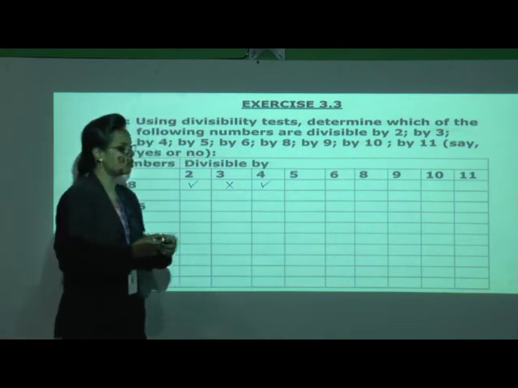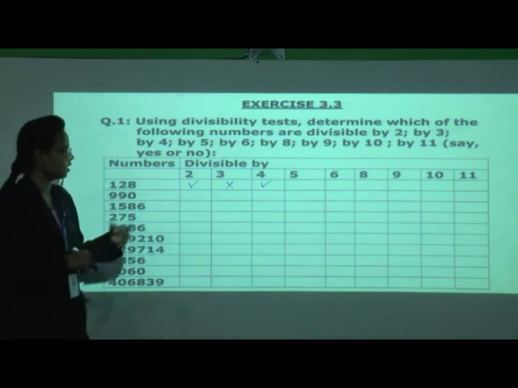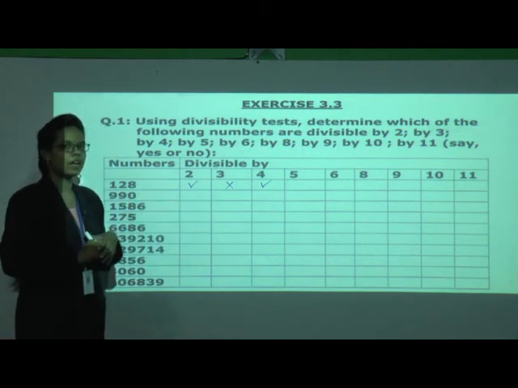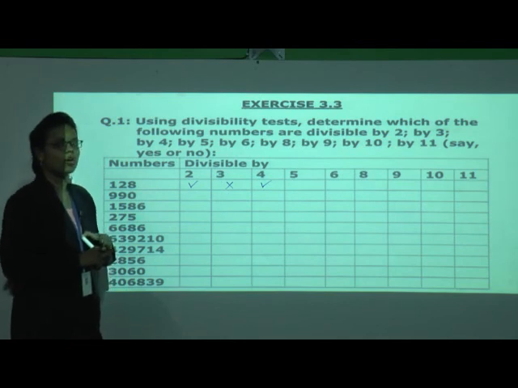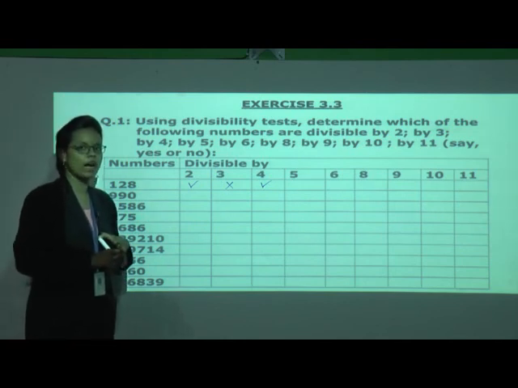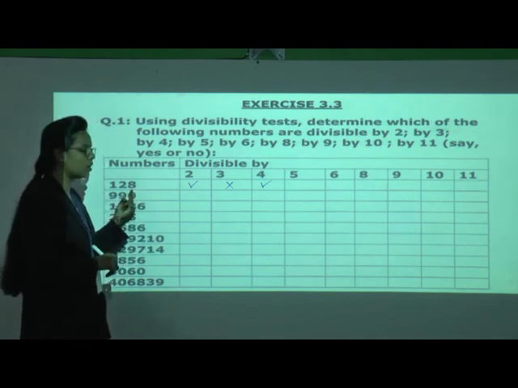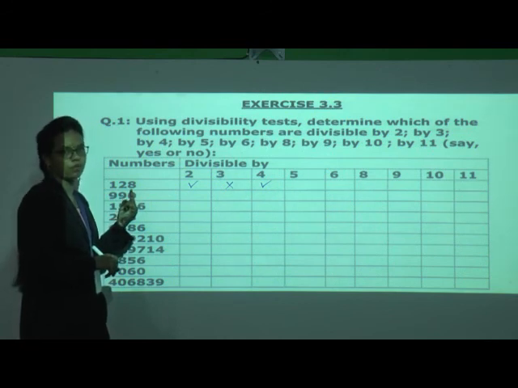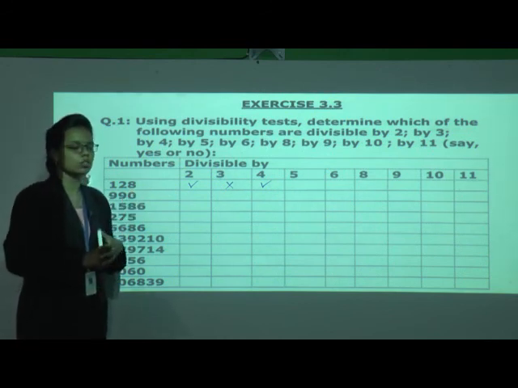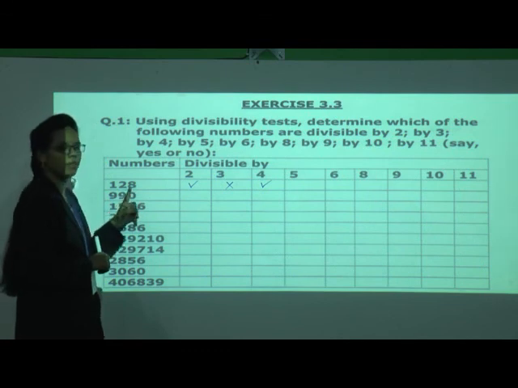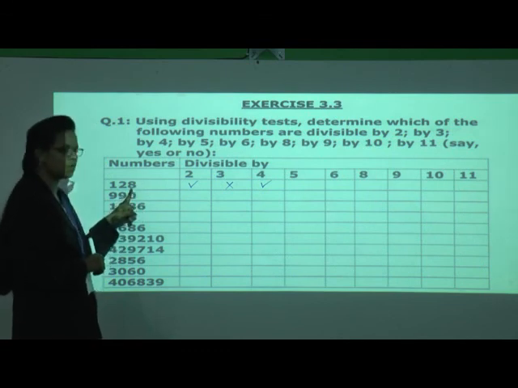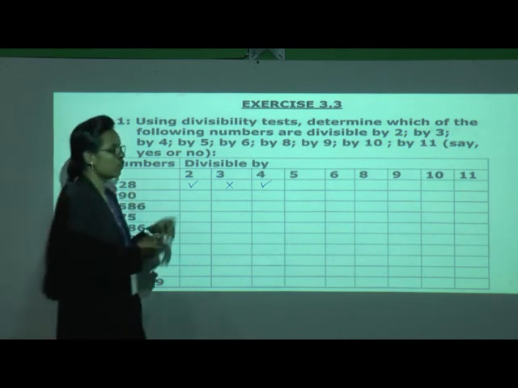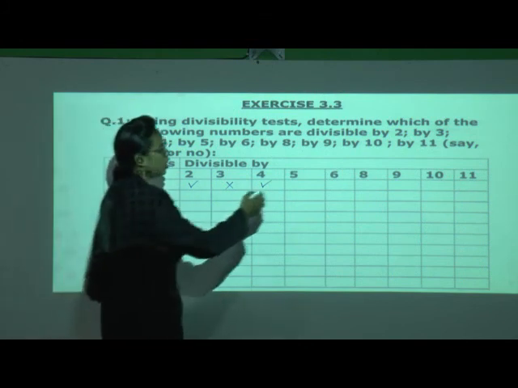Okay, the next is 5. We have to find out whether the number is divisible by 5. According to the divisibility rule of 5, the ones place should have 0 or 5. So we don't have 0 or 5. So the number 128 is not divisible by 5.